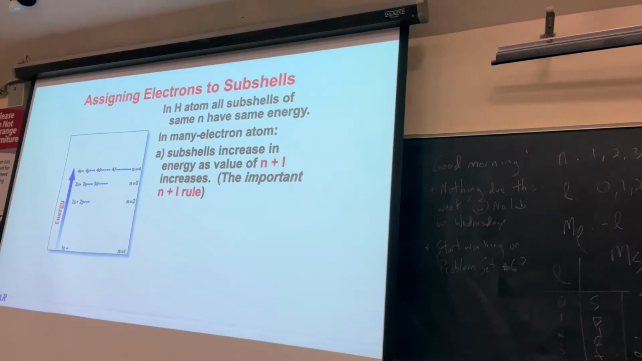Instead of lower and higher, you mean lower and higher energy? No, lower and higher N plus L. So 2 versus 3. Smaller N plus L would be 2, okay? And higher N plus L would be 3. It's so simple, it's hard.